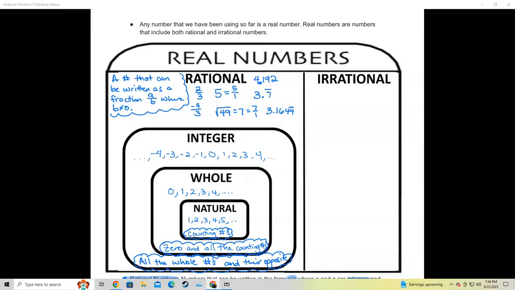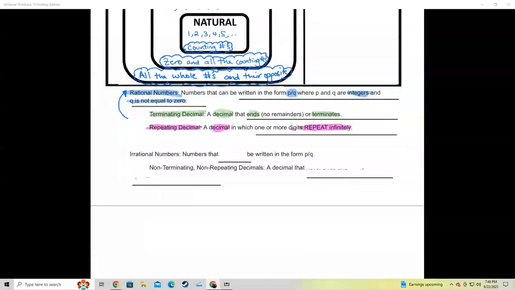Okay? All right. So basically, what I'm trying to tell you is just because it's a decimal does not mean it's automatically irrational. It can be rational as long as the decimal stops, or if the decimal repeats infinitely, then it can be a rational number.